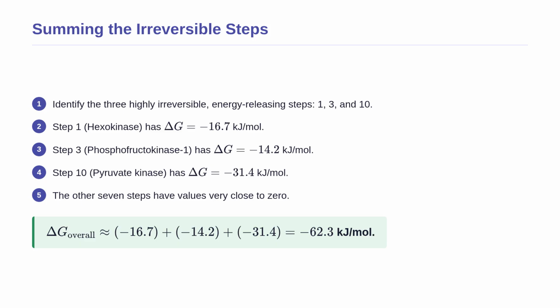Now that we have our thermodynamic formula, let us plug in the real numbers. We can simplify our calculation by focusing on the 3 highly irreversible energy-releasing steps, which act as massive waterfalls driving the whole river forward. Step 1, the hexokinase reaction, has a free energy change of negative 16.7 kilojoules per mole. Step 3 is negative 14.2, and step 10 is a massive negative 31.4. The other 7 steps have values very close to 0, meaning they just float along with the current.